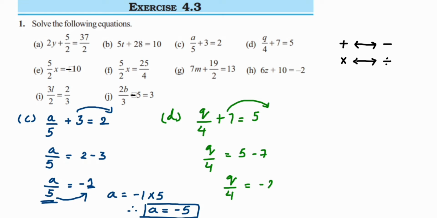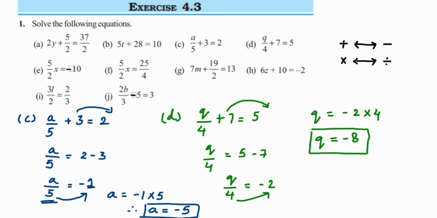Now take the 4 to the other side, it is in division. When it comes this side it becomes multiplication. So q is equal to minus 2 into 4, which is nothing but minus 8. So q is equal to minus 8 is the answer. Then the next one, we have E problem. That's the fifth problem. So 5 upon 2 x is equal to minus 10. Let's start doing.